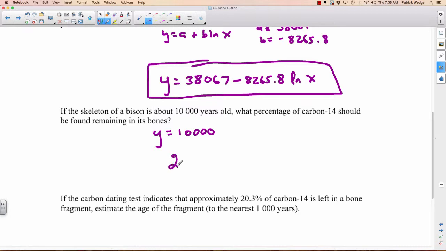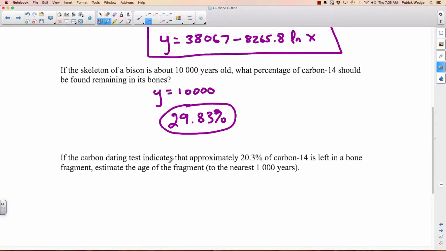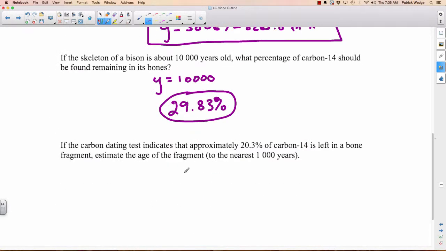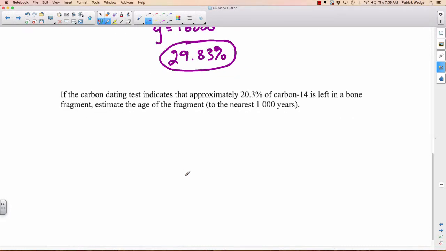So 29.83%. By the way, do these last two questions sound familiar? We actually did the exact same question in last day's work, but in that one they gave us the equation. This time we're using this data to generate an equation and then solve the questions. But I think we end up with the same exact answers.